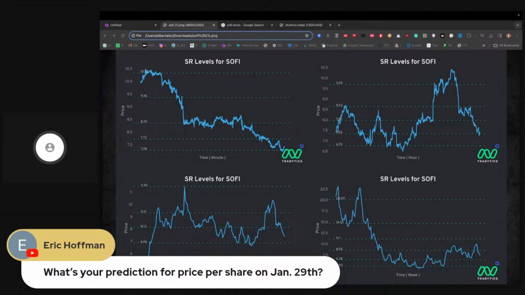But unfortunately, what I see is a lot of retail investors try to get tricked into the short term. And again, that's what Wall Street wants you to do. They want to trick you into the short term.